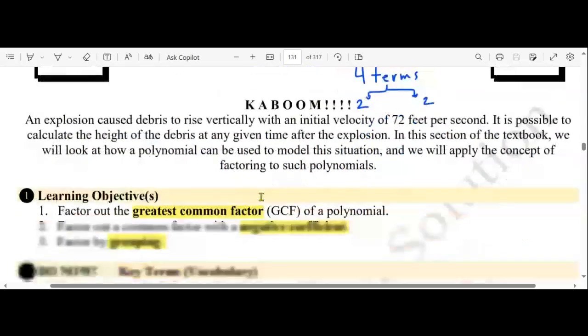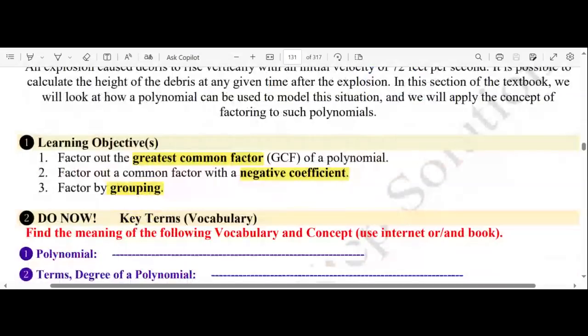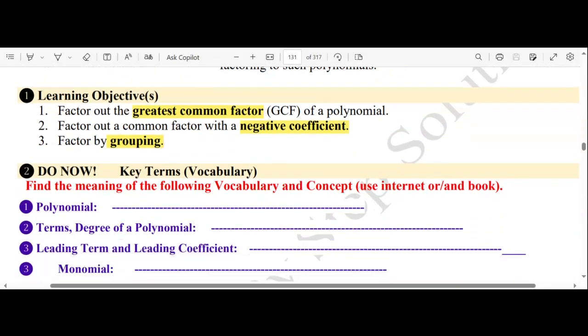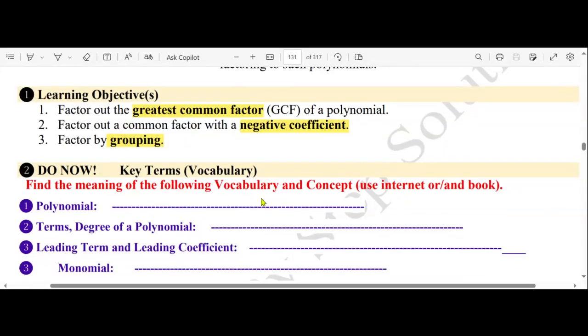Let's go to the objectives. Number 1, factor out greatest common factor. 2, factor out a common factor with negative coefficient. Number 3, factor by grouping. As usual, we have vocabulary and you need to search on the internet for their meaning or in the book.